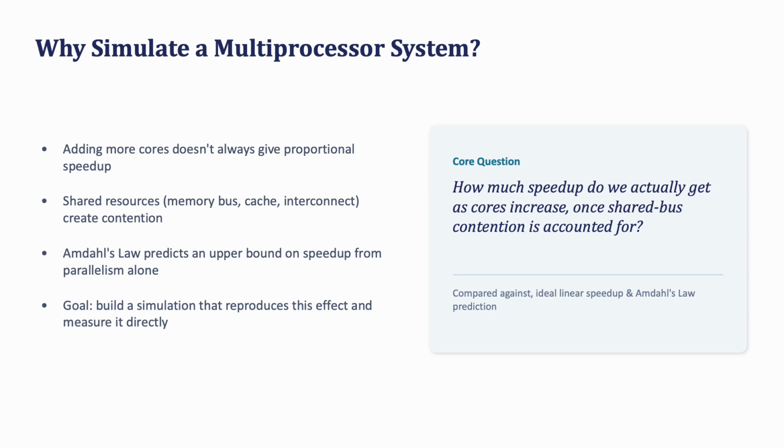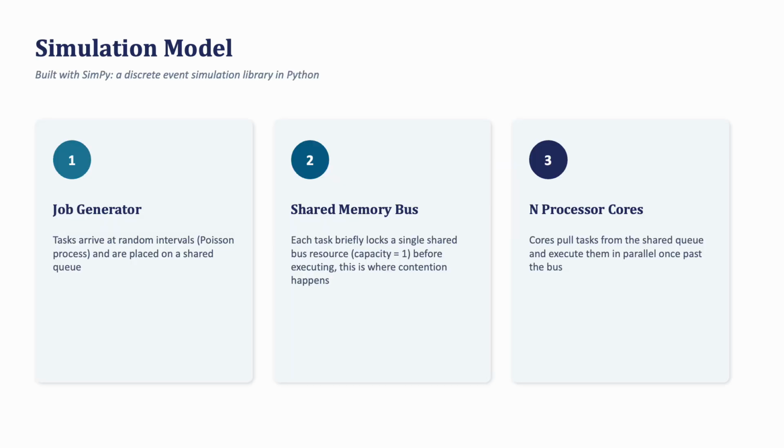So, jumping into it, let's talk about the simulation model. This model is broken up into 3 parts. The first being a job generator. This generator creates tasks at random intervals using the Poisson process. And this will place all the tasks onto a shared queue.